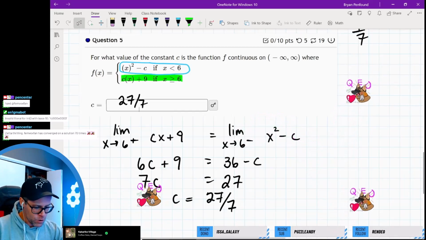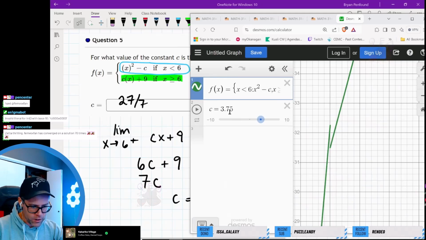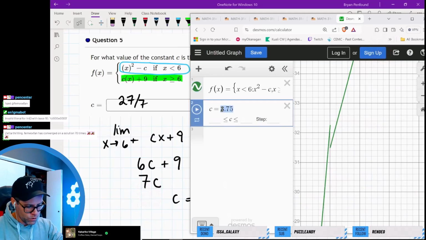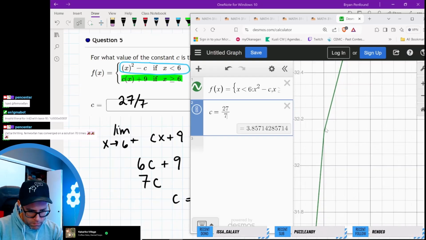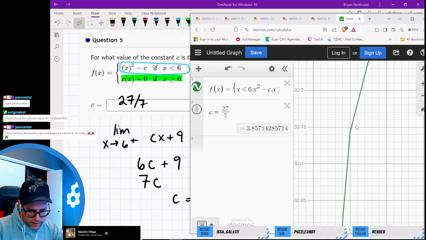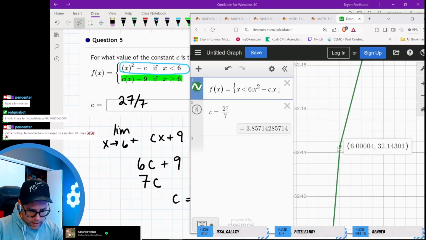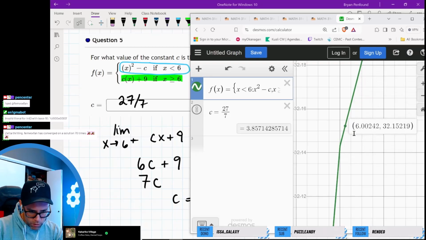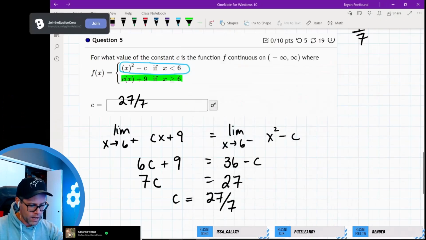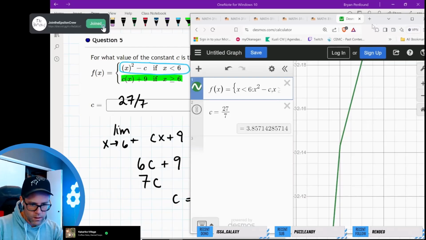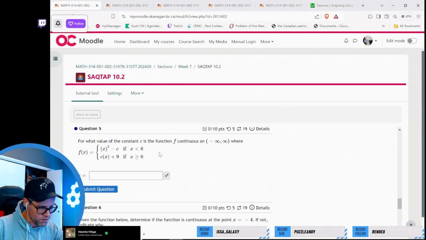If we head back to Desmos, we can hopefully verify that by updating this to 27 over 7. As we zoom in to that function, we can see things are a little funky, right? There's a little bit of a corner bend in there, but everything lines up, and I can see that the dot goes smoothly over both pieces of this piecewise function. So that looks good from a geometrical standpoint. Nice. I love those questions. I think those are such fun questions.